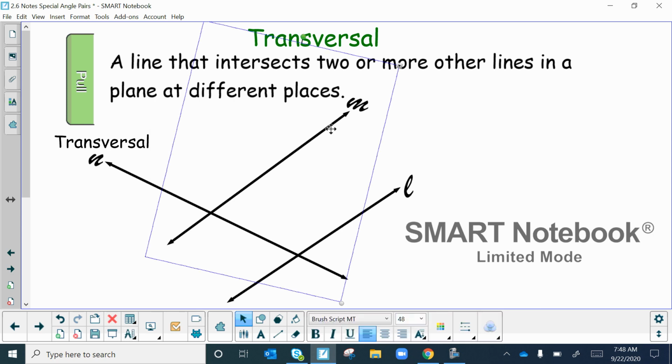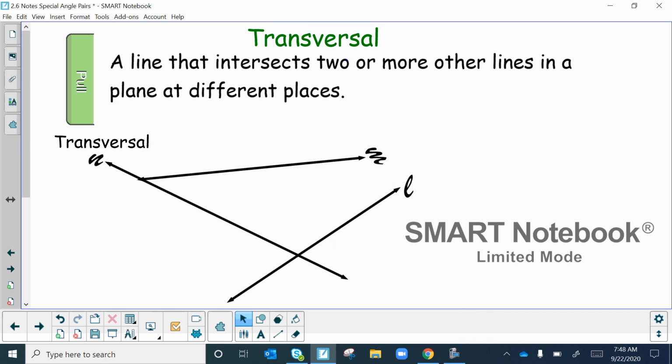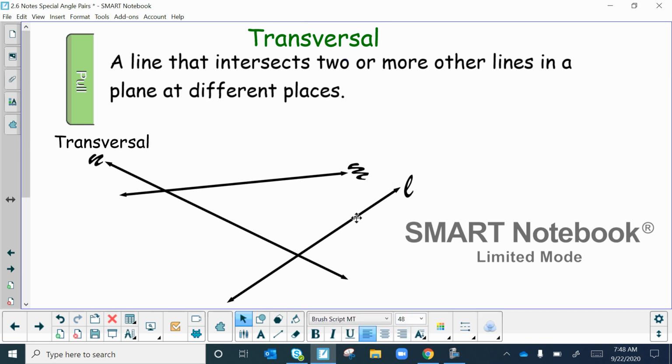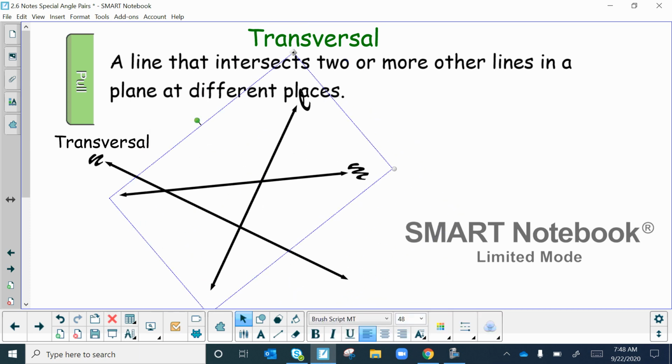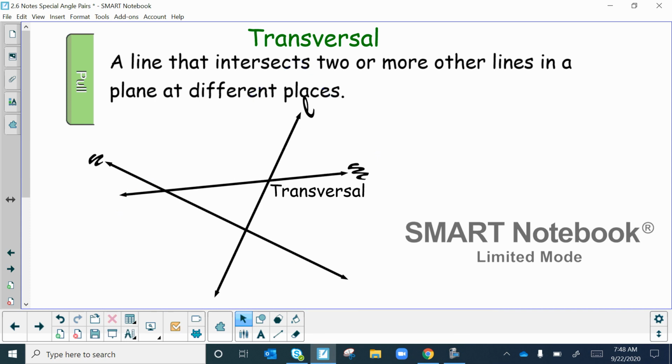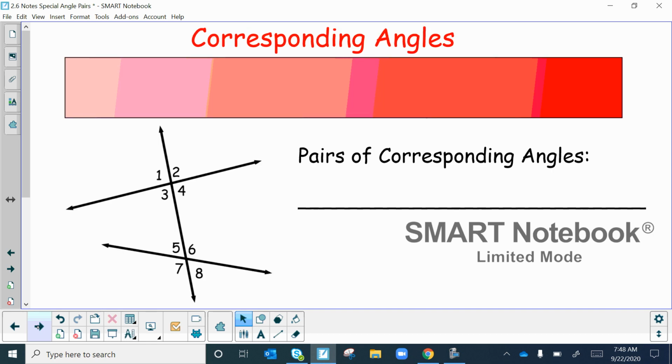And then what if I do maybe something like this? Okay, if I do something like this, well, then now you have all three are transversals because they intersect both lines. So L intersects both the other two lines, N intersects lines L and M, and so they are all considered a transversal in something like this, okay? So a transversal is a line that intersects two or more other lines.